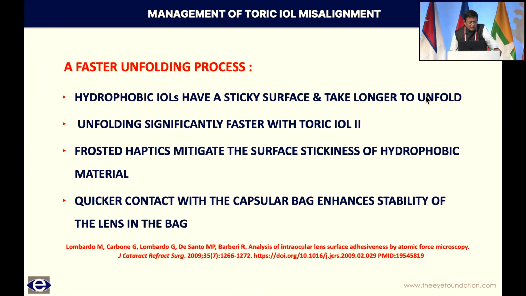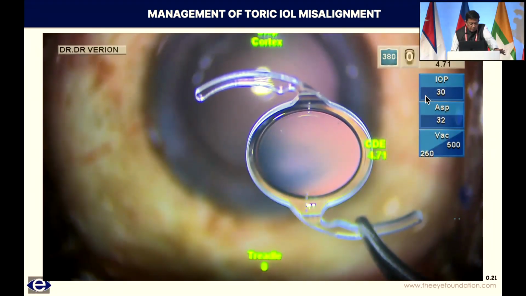This also has a collateral advantage. All of us know that in hydrophilic lenses, the haptic and the optic have less propensity to stick to each other. In hydrophobic lenses, there is greater tendency to stick, and sometimes we spend some time separating the haptics from the optic. Once you have the frosted haptics, the tendency for the haptics to stick onto the optic is also reduced, and they tend to unfold and go into the fornices of the equator much faster. And because of this, again the tendency to shift might be reduced.